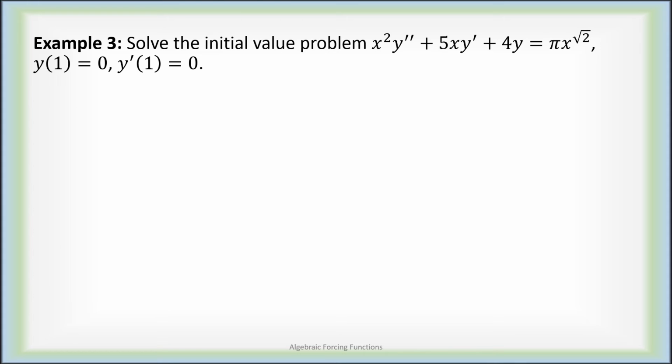Next, let's solve an initial value problem. x squared y double prime plus 5x y prime plus 4y equals pi x to the root 2, with initial values y of 1 is 0 and y prime of 1 is 0.